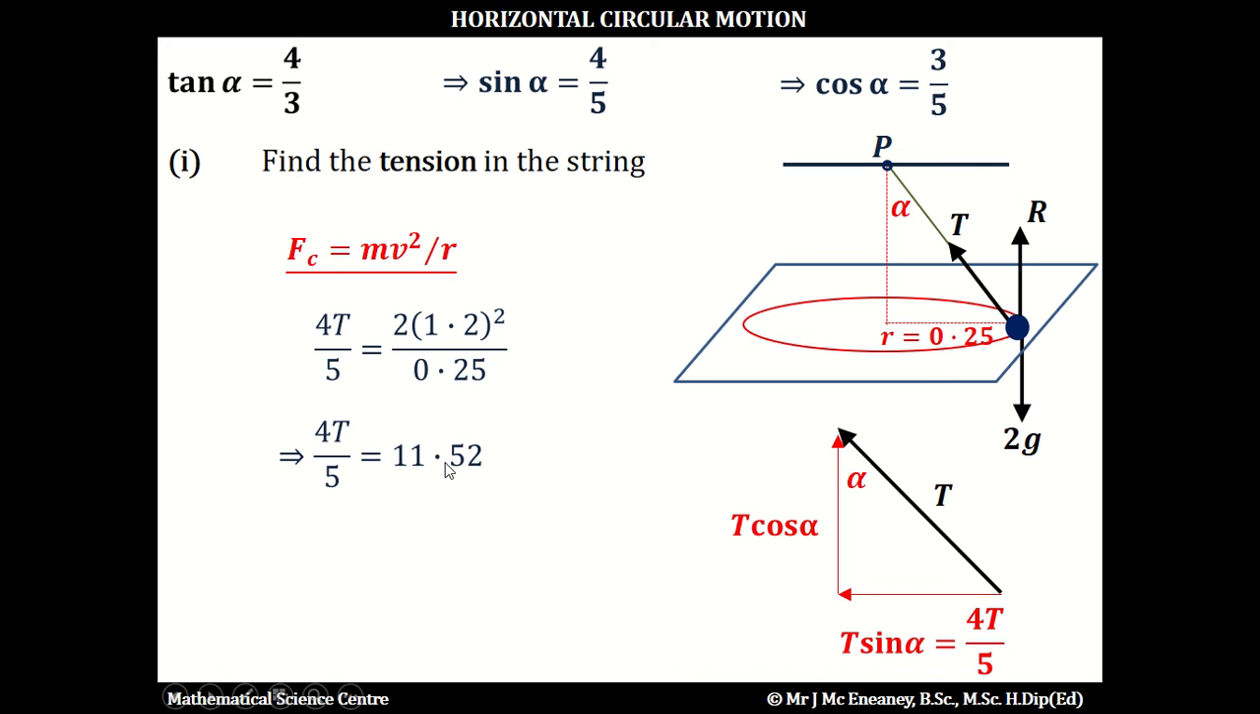If you bring the 5 across and multiply, bringing the 4 across and dividing, this gives the tension T as 14.4 newtons.